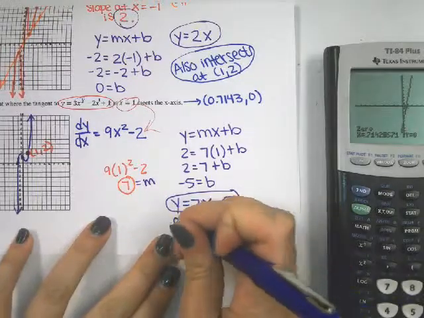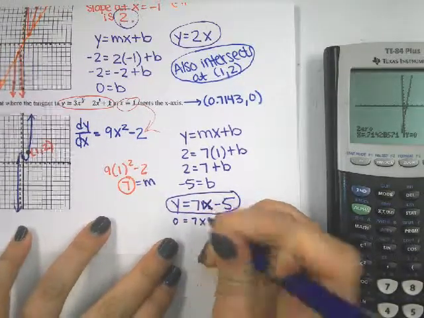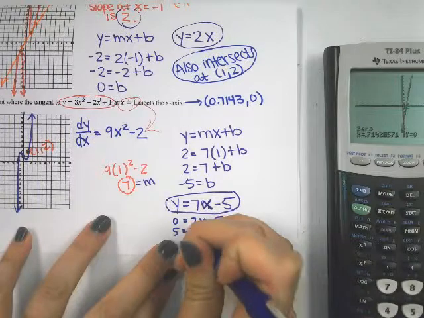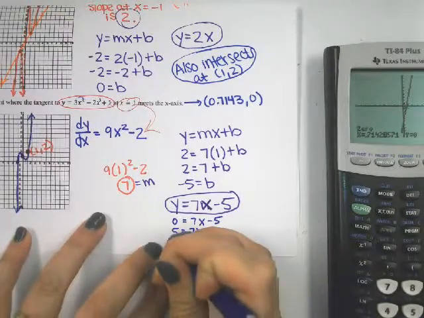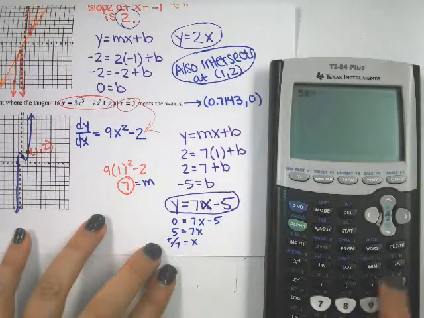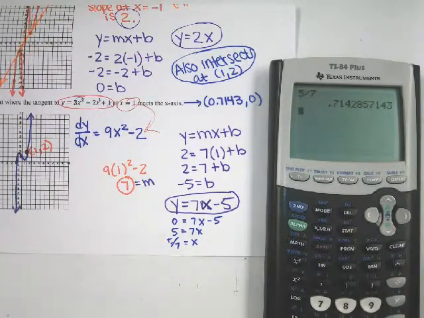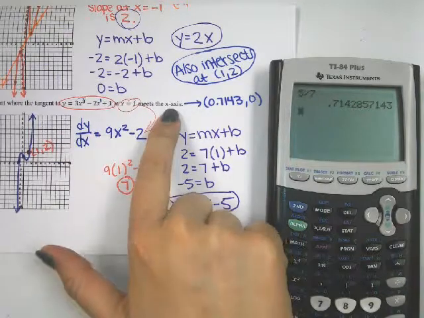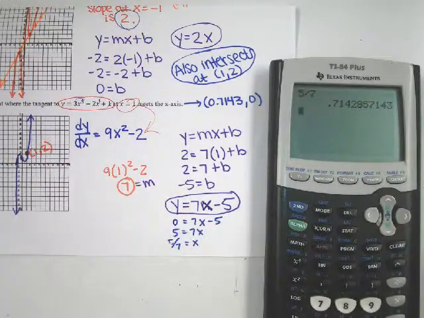Algebraically, the point where it crosses the x-axis is when y is 0. So you could also do 0 equals 7x minus 5, add the 5, divide by 7, and 5/7 should give us the same decimal, which it does. So that would be your alternative option, to solve for when y is 0. That's for your x-axis intercept. For your y-axis, you would plug in 0 for x.